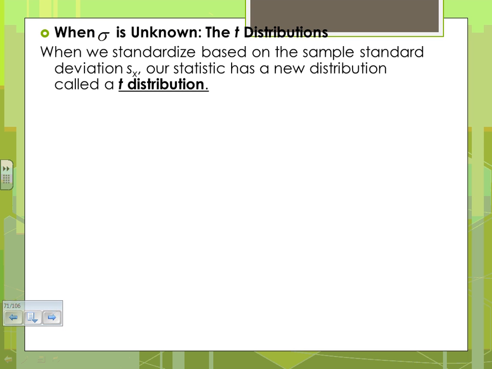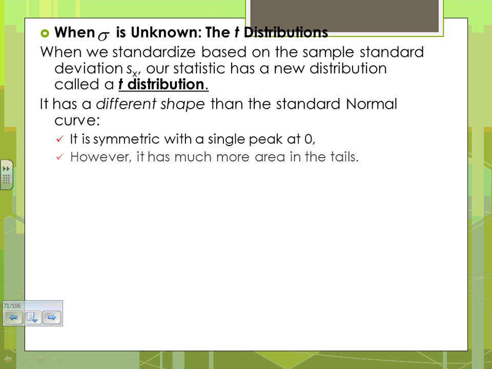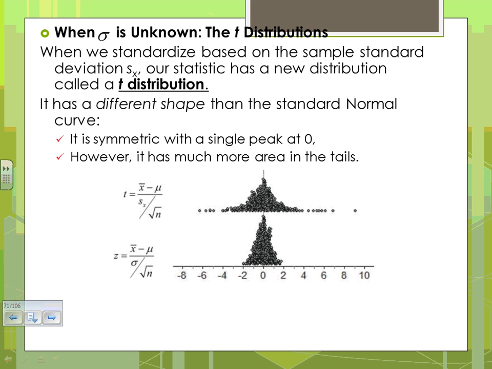So in your chart, you have the t distributions, and there's something going along with it called degrees of freedom, which we're going to get to. This t distribution has a different shape than the standard normal curve. It's still going to be symmetric. However, it has much more area in the tails. So it's got more variance going on. It's more spread out, whereas your z is going to have less variance. There's a higher concentration in the middle here. So t has more area in the tails. T-tails.